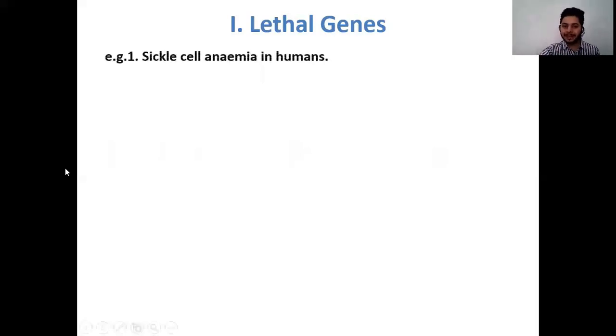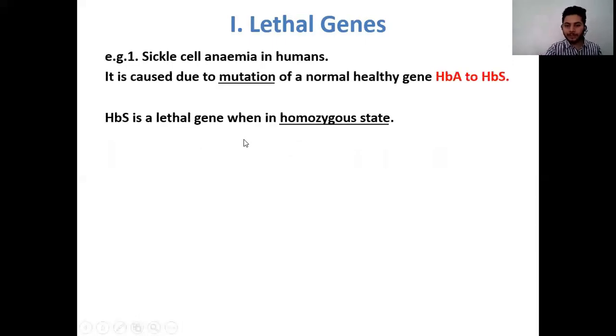Let us study an example of lethal genes. A very famous example is that of sickle cell anemia in humans. You must all be well aware that sickle cell anemia is a genetic disorder caused by a simple mutation in the normal healthy gene HbA. This HbA gene is responsible for encoding the beta globin chain of hemoglobin. Under normal conditions, HbA codes for the hemoglobin protein. But upon mutation, this HbA gene gets converted into a mutated form called the HbS gene, which is responsible for forming an abnormal hemoglobin protein.